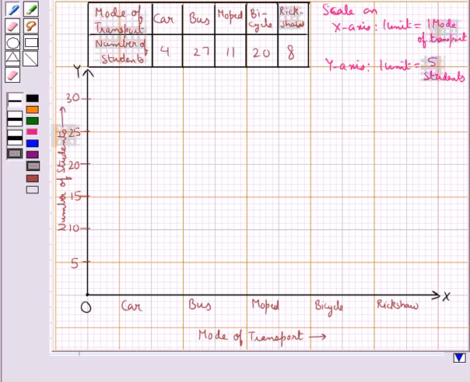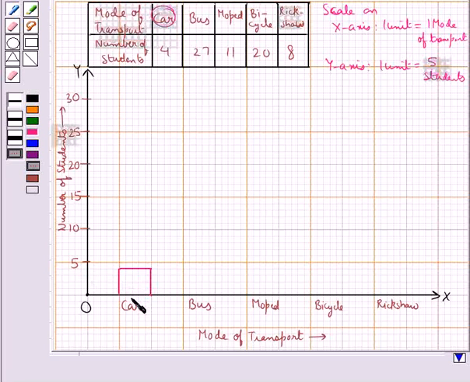To represent the first mode of transport, that is car, we draw a rectangular bar with width 1 unit and height 4 units. This rectangular bar is of width 1 unit and height 4 units. This represents the mode of transport car, and it shows that 4 students use car as the mode of transport.